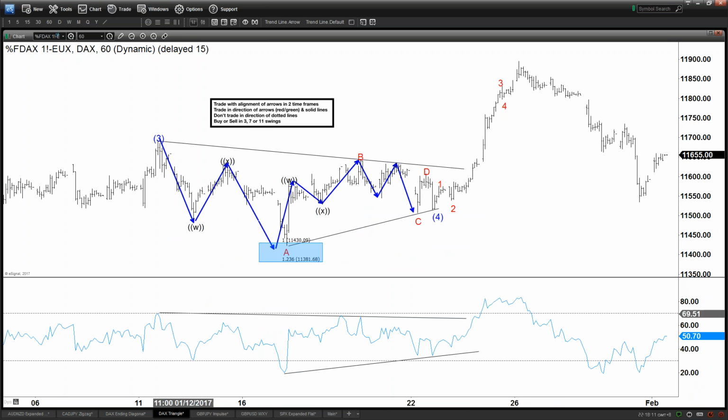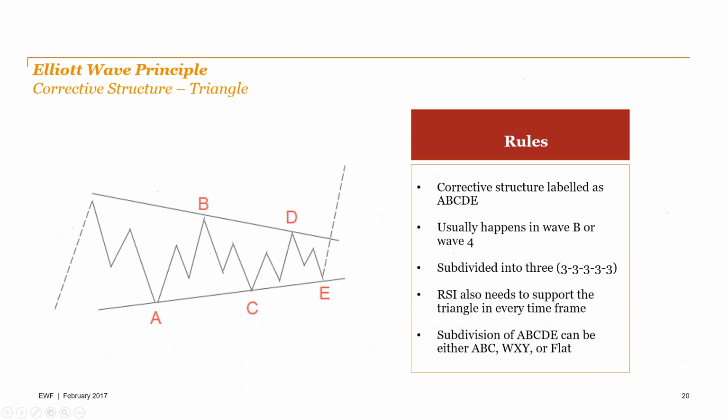You notice here in the RSI, how the RSI also confirms the shape of the triangle, right? So the RSI also needs to confirm the shape of the triangle to get a better quality triangle. Now if the RSI does not, for example, if the wave B spikes up and breaks above this, then the shape of the RSI does not conform to the shape of the triangle, then you will have more chances to be wrong to label it as a triangle. Okay, so that's what we meant earlier by saying the RSI also needs to support the triangle.